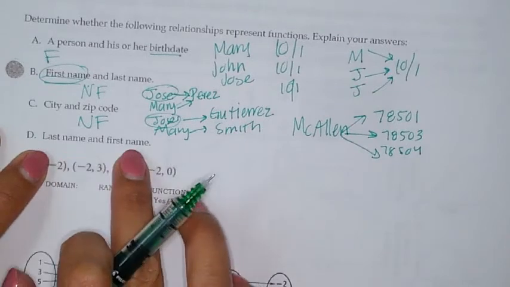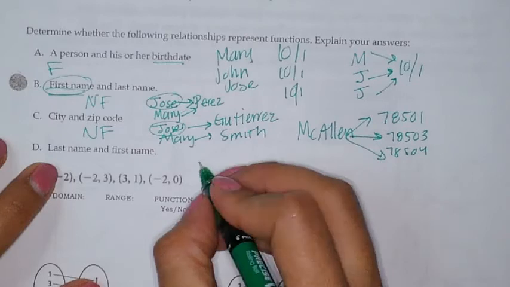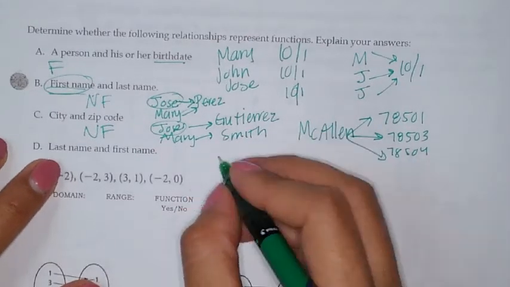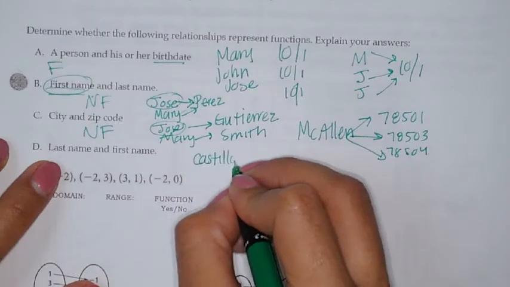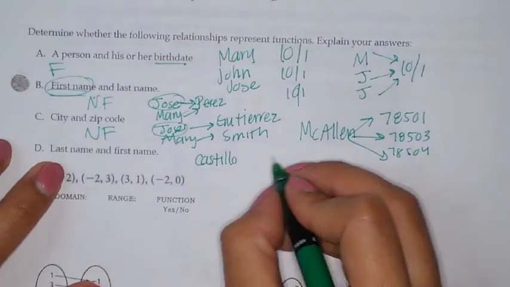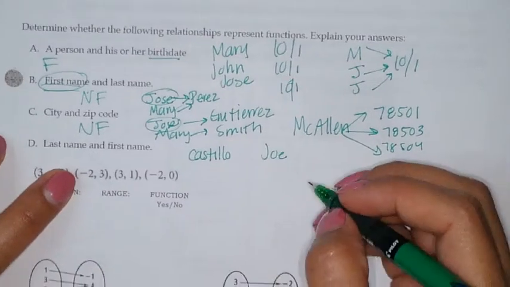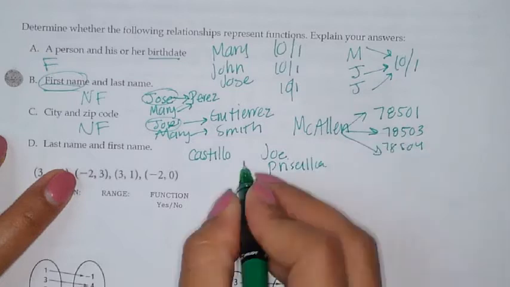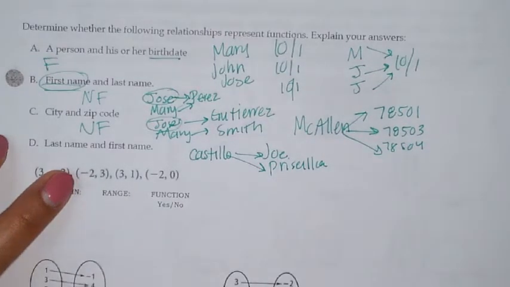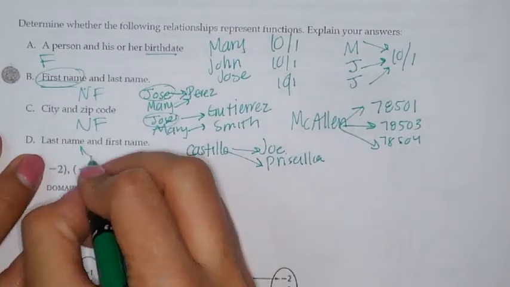Last name and first name. This is the same deal with letter B. You can have a last name of Castillo, and then you can have Castillo go to Joe, and also a person named Priscilla. Now Castillo already has 2 different outputs, and it can have many. So this is also not a function.